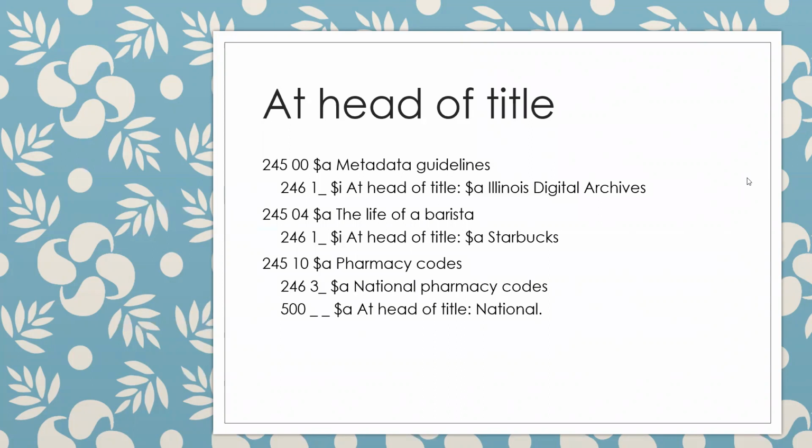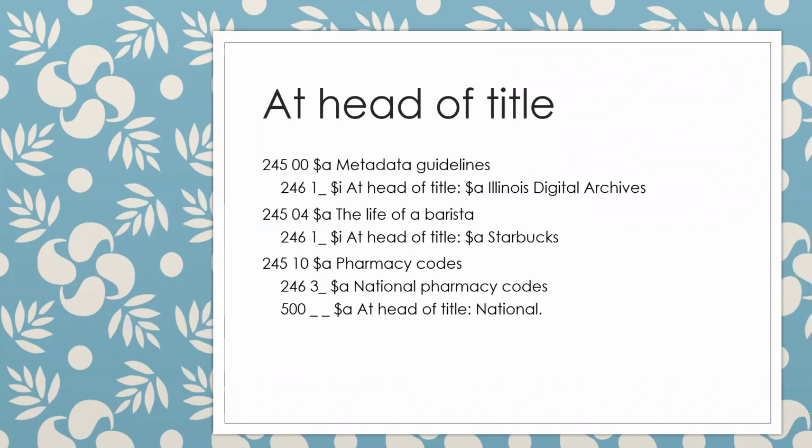A similar situation occurs when a word or phrase appears above the title that has been rejected from the title proper, or when introductory words are omitted from the title. To provide access to the title beginning with these words, give an at head of title 500 note and a 246 field combining the word or phrase with the title proper. If the phrase can stand on its own, a 246 field with a subfield i is sufficient. For national pharmacy codes, the word national cannot stand alone, so a note is needed.